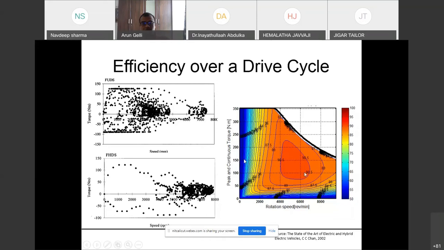Accordingly, we will have to see and select this from a particular manufacturer. You can see the motor torque operating points, and you can see various contours showing the efficiency of the machine when operated. Any operating point within this color zone, as you can see, the efficiency is more or less the same. So you can get these efficiency contours from the manufacturer.